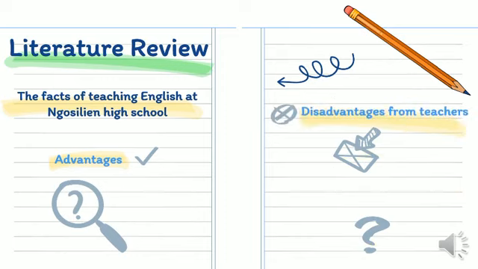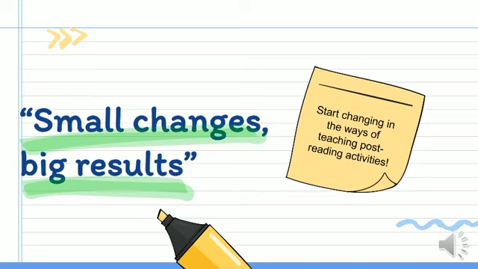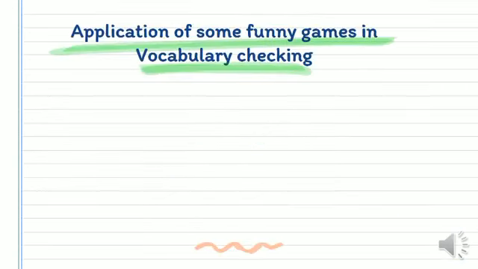However, there are some disadvantages from teachers. For example, most teachers here are under high pressure, and they are rarely trained in new methods. There are also some disadvantages from learners: students here have to study a lot and do so many examinations. But I think small changes bring big results. And we start to change the ways of teaching post-reading activities by 3 methodologies.